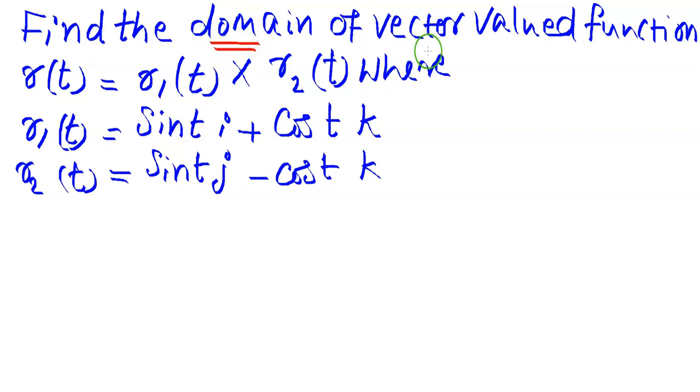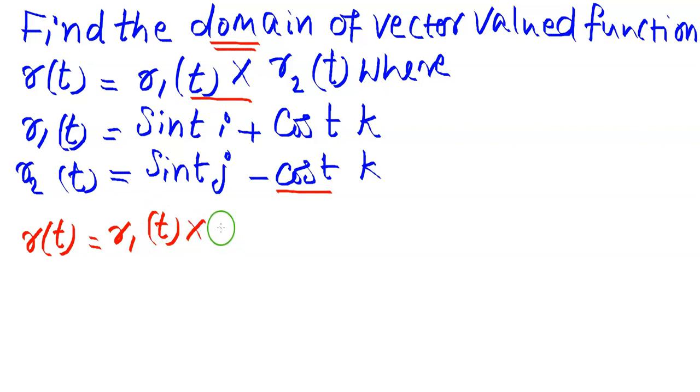Find the domain of the vector valued function r of t is equal to r1 of t cross r2 of t, where r1 of t is equal to sin t i plus cos t k, and r2 of t is equal to sin t j minus cos t k. r of t is equal to r1 of t cross r2 of t. r1 cross r2 means we have to do it like a determinant.